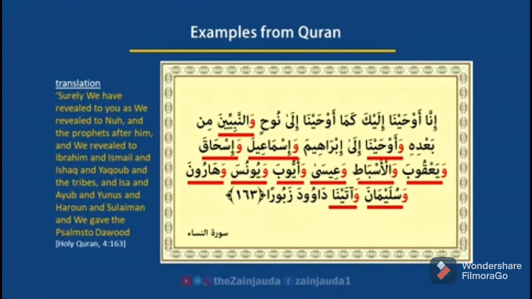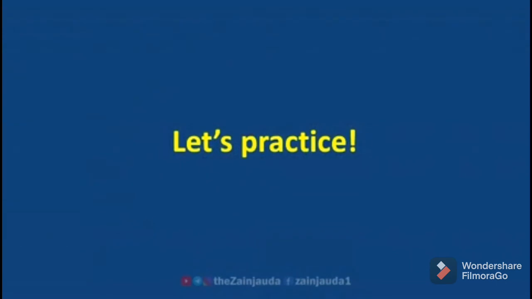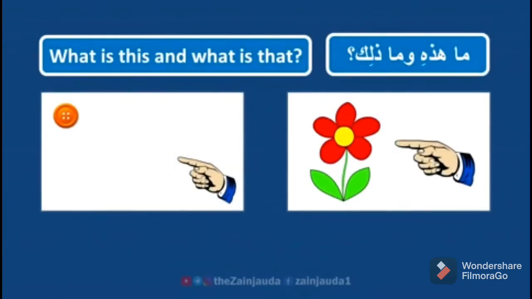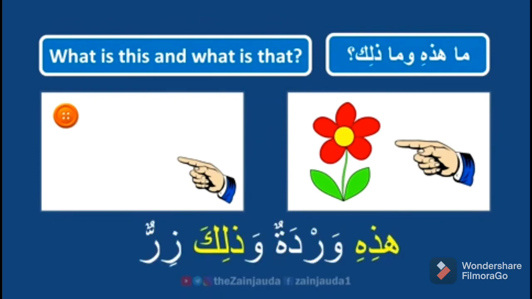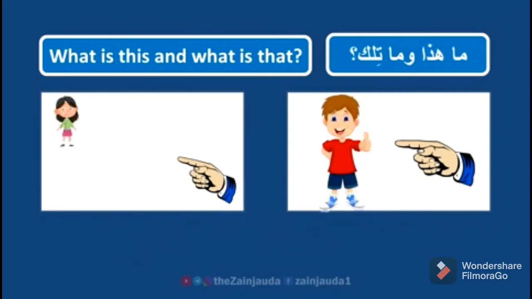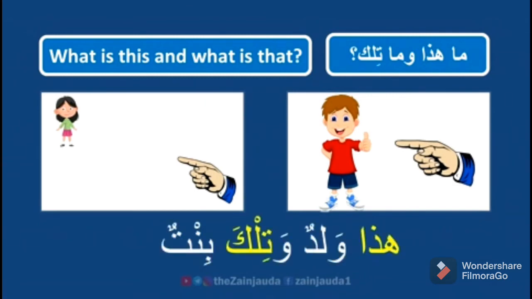Now let's practice connecting some phrases. ما هذه وما ذلك. The answer is هذه وردة وذلك زر. ما هذا وما تلك. هذا ولد وتلك بنت.